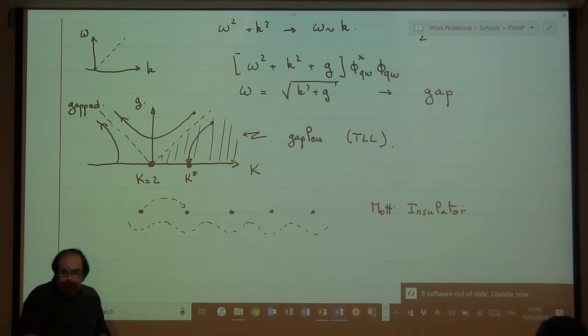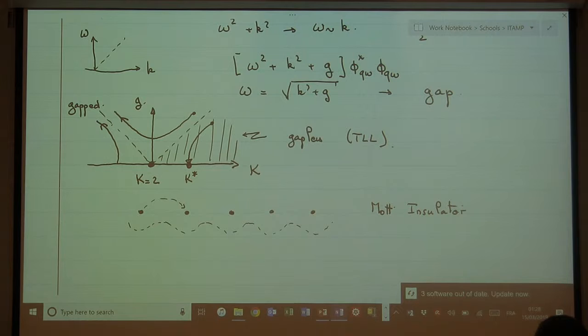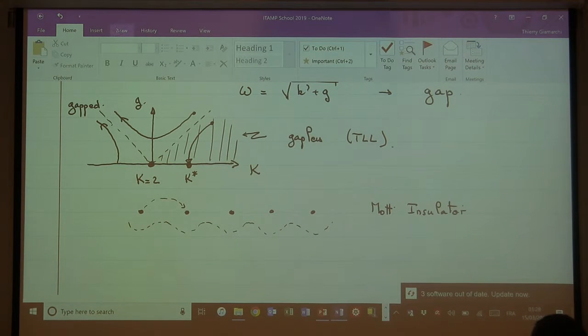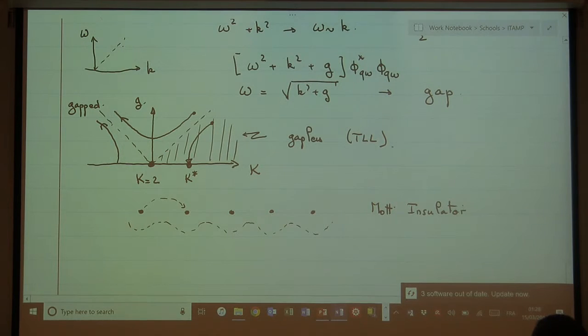But here, note what this means. This means that if you're on this side, even an infinitesimal lattice, it doesn't matter if G is super small, it will always renormalize to large value. So it means that even a tiny, tiny lattice can immediately turn the system into an insulator.